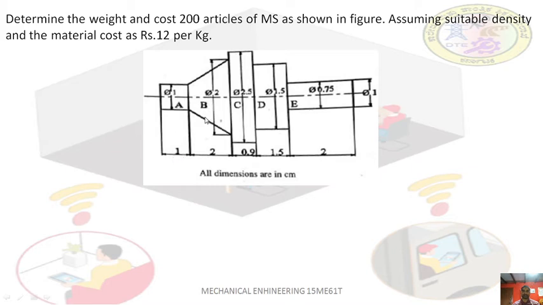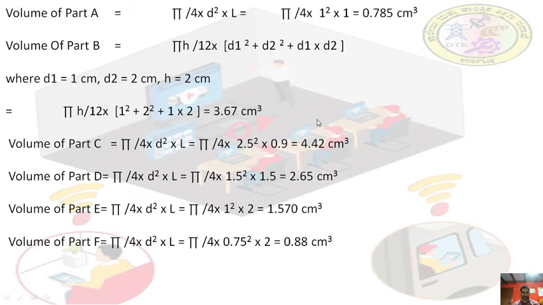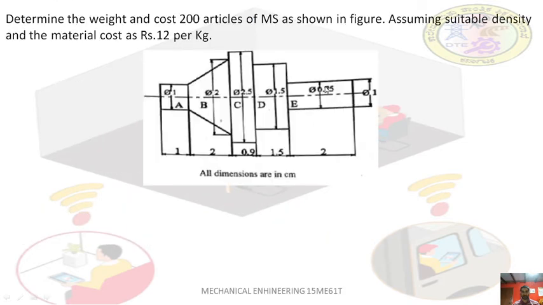Second one is a frustum of cone of length 2 centimeter, with D1 as 2 and D2 as 1 centimeter. Then a solid cylinder of diameter 2.5 centimeter and length 0.9 centimeter, and another solid cylinder of diameter 1.5 and length also 1.5. Next is another solid cylinder of diameter 1, and then one of diameter 0.75 and length 2 centimeter.